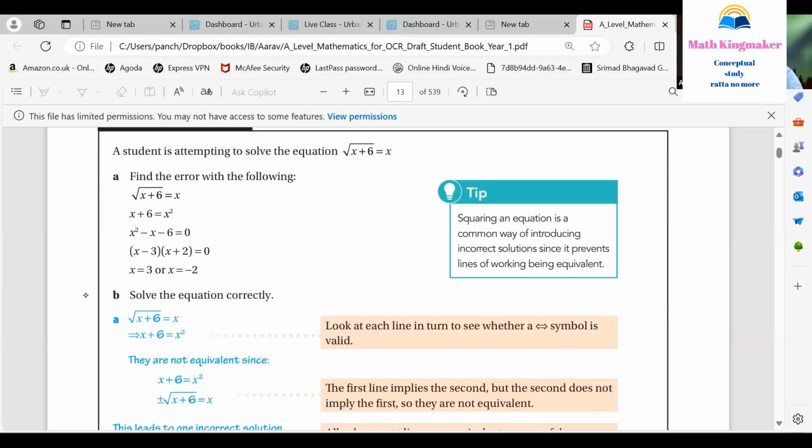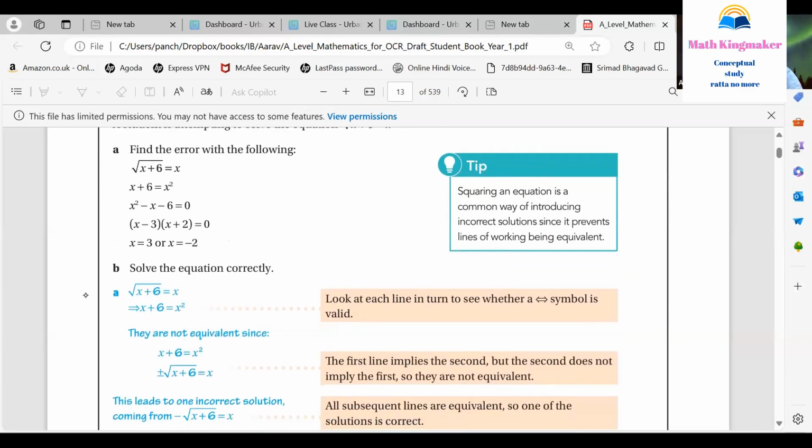So what is the correct method? Root x plus 6 equals x. Then it implies x plus 6 equals x squared. That's fine. So why not a double implication symbol? They are not equivalent, because plus or minus can come. It can be minus also, so they're not equivalent.